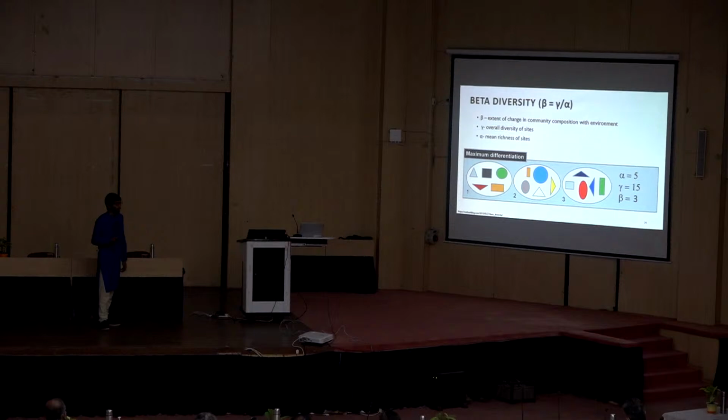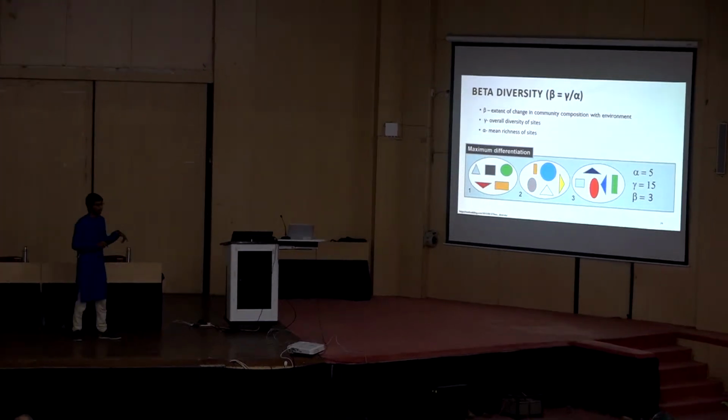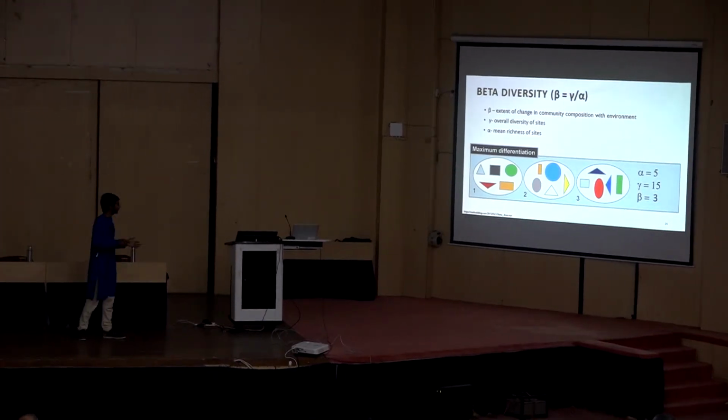Before going further, I would like to explain this concept of beta diversity. I used the beta, which is calculated as gamma upon alpha: the overall land use richness of the area, divided by the mean richness of sites. So the beta diversity will be 3.